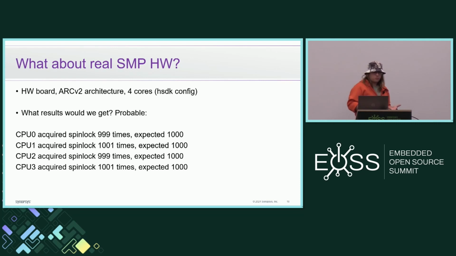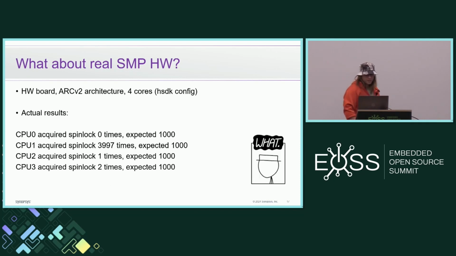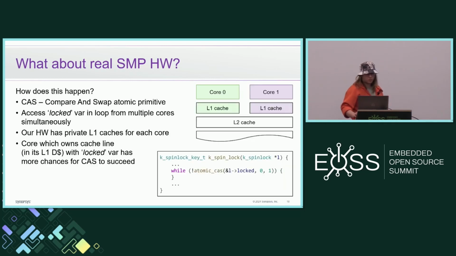Or at least it would be probably close to these ideal results, like this. Well, there are actual results. One core took almost all spinlocks, and all other cores were starved. It's pretty interesting results, but could we expect it from the beginning? So let's have a look at what was happening.